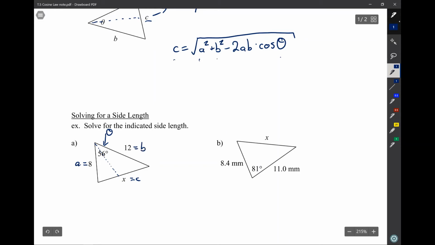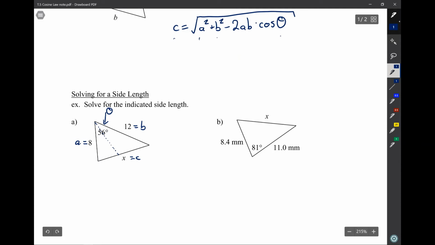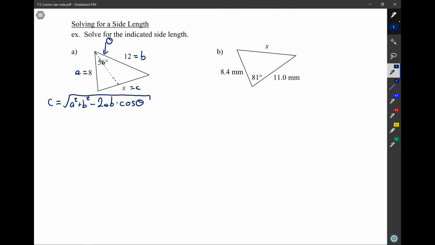So let's work with it labeled as it is now. I'll start off by writing out my sine law. That's C equals the square root of A squared plus B squared minus 2AB times the cosine of theta. And now I can substitute in what I know.